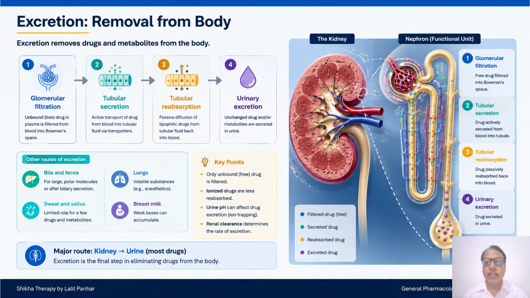Apart from the kidney, drugs may also be excreted through bile, feces, lungs, sweat, saliva, and breast milk. Urine pH also influences the excretion of certain drugs through a process known as ion trapping. So the key point is the kidney is the major organ of drug excretion, and renal clearance determines how rapidly many drugs are removed from the body.